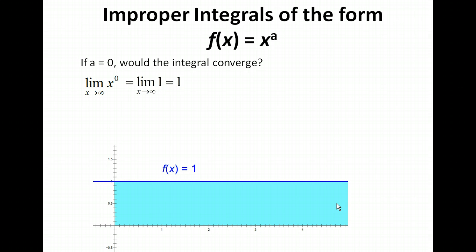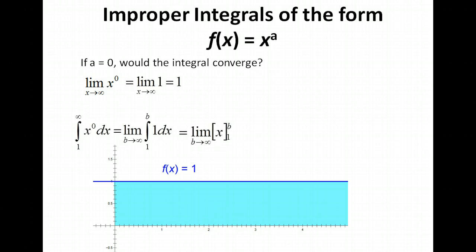Let's see the integral and compare it. If we take the integral of 1, we'll just get x. Then we're going to plug in our endpoints of integration, and we get b minus 1. Well, as b goes to infinity, the negative 1 becomes totally insignificant, so we're just going to get infinity here. So you can see that this is a divergent integral.